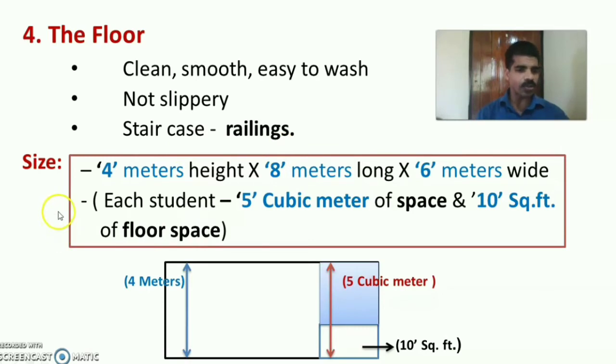Then the size of the classroom or floor should be 4 meters height, 8 meters long and 6 meters wide, according to the School Health Committee recommendation. Each student should have 5 cubic meters of space for adequate ventilation and 10 square feet of floor space. So you can see this diagram. The height is 4 meters, and the floor has to be constructed according to the number of students with this recommendation.